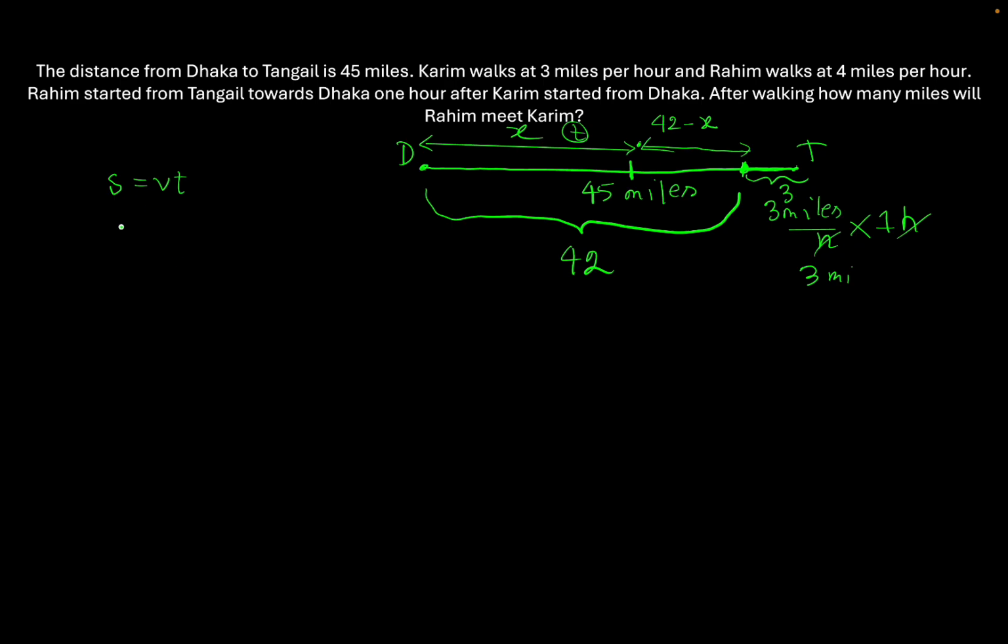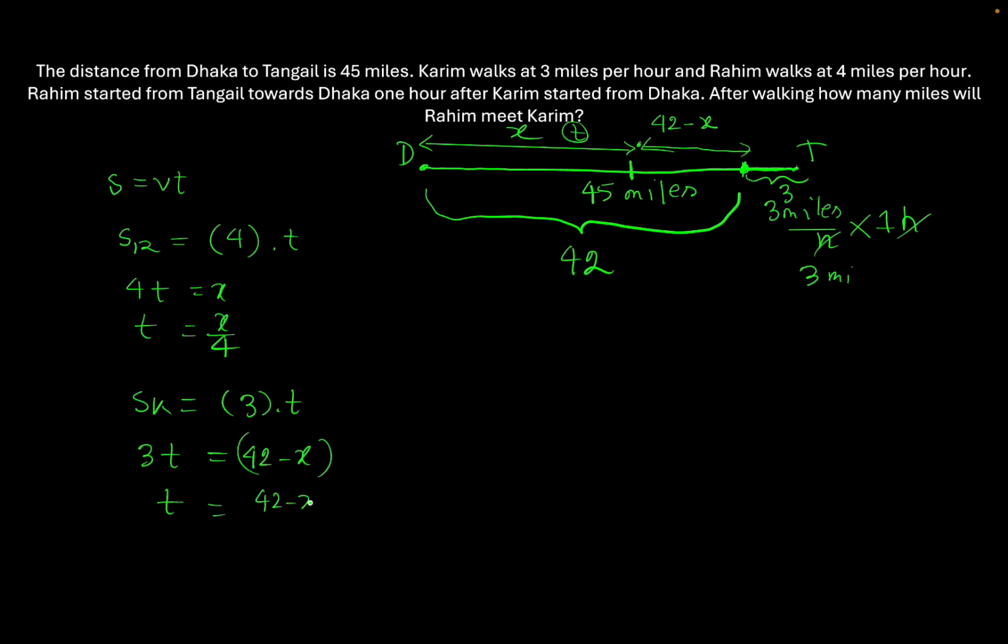So for Rahim, we can write s equal to 4t, as his velocity is 4 miles per hour. So 4t is equal to this distance x, and t is equal to x by 4. It's for Rahim. And for Karim, what we can write: s is equal to 3 into t, or 3t, and the distance Karim crossed is 42 minus x, so t will be 42 minus x by 3.